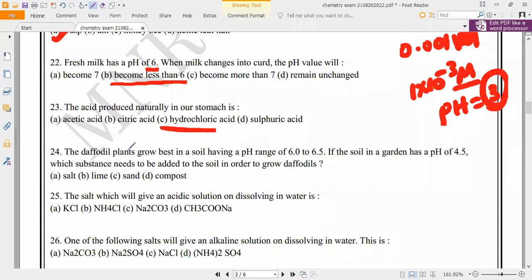The daffodil plants. I have taught you this one. Have you remembered? Daffodil plants. Lime, sir. Added lime.